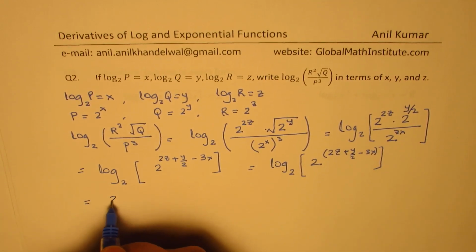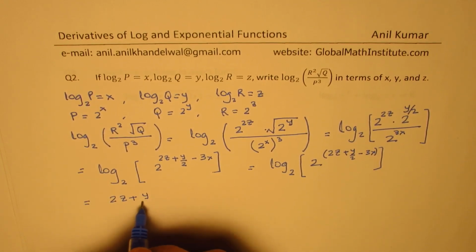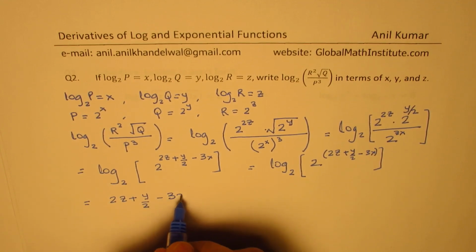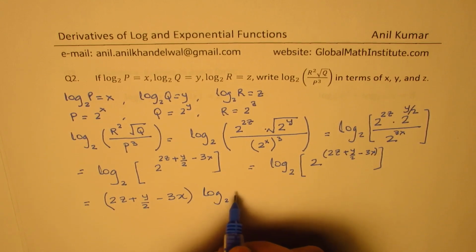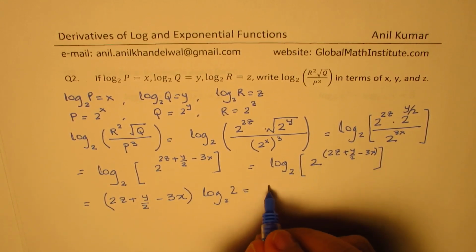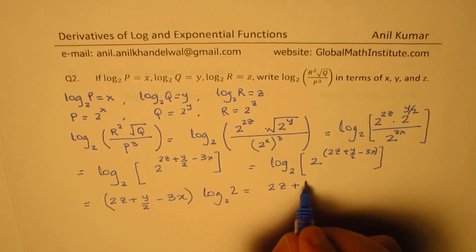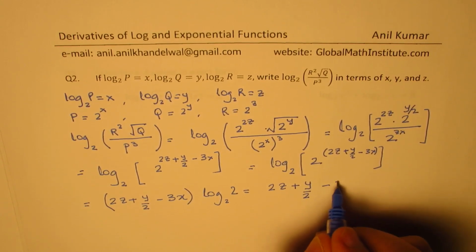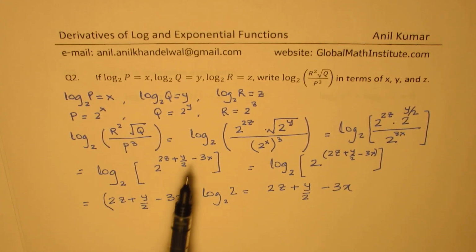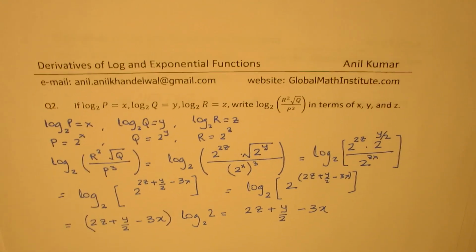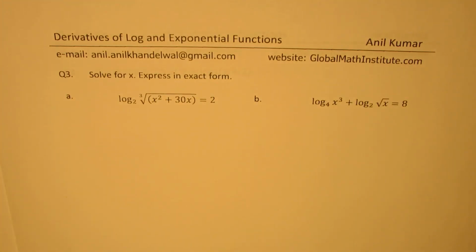So this is equal to 2z plus y by 2 minus 3x times log base 2 of 2, right? Which is the same as 2z plus y by 2 minus 3x. So that becomes your final answer. Clear? Well, this step was unnecessary. However, you could have gone straight from here to there, right? Okay, let's move on and take the next question, which is question number 3.